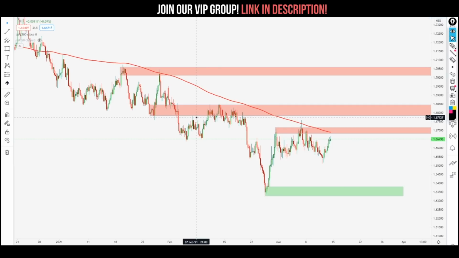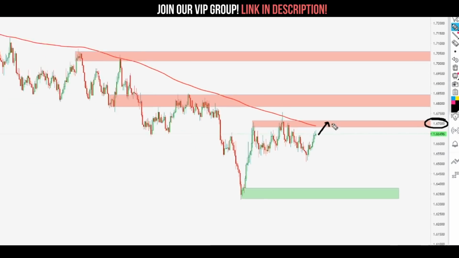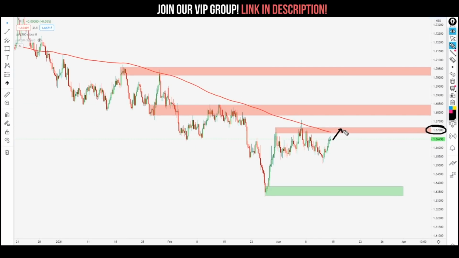And this is really where supply and demand comes into focus, because when we're talking about supply and demand, as a seller, I want to be selling at a level of supply. I don't want to be selling here. I don't want to be selling where we currently are. I really do want to try and wait for opportunities to sell at key supply. So perhaps this 1.67 level might be worth looking at for a potential sell.